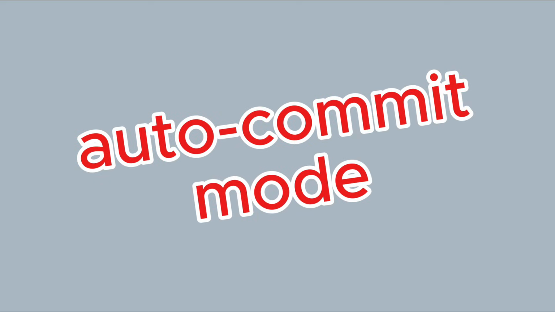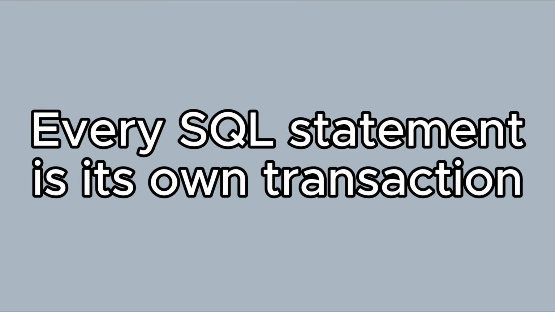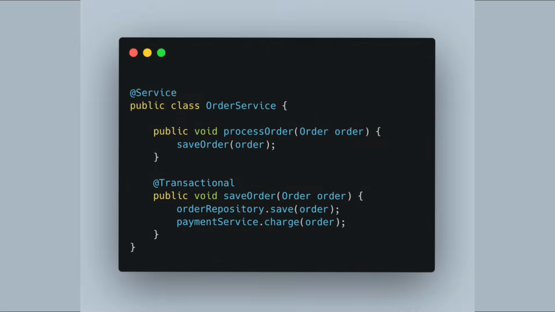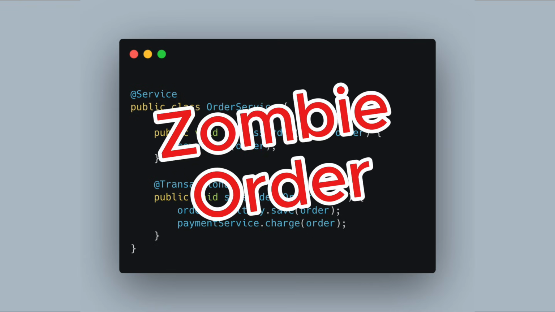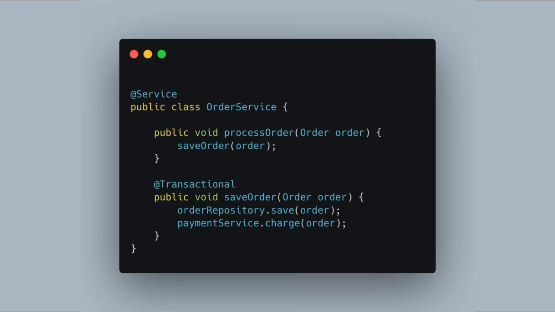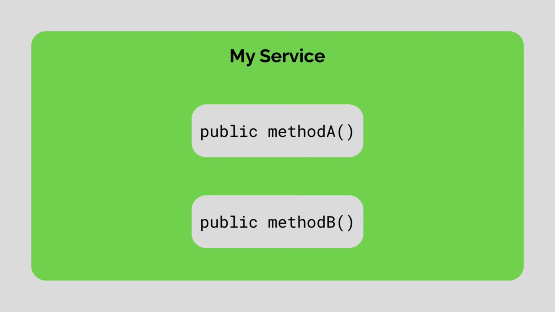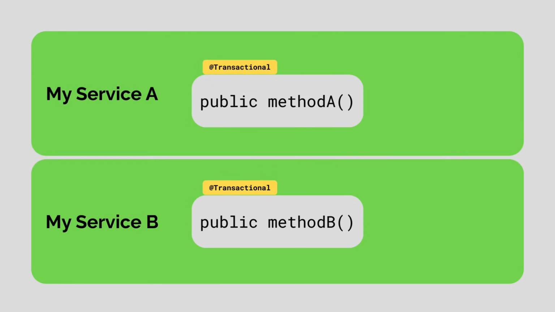We are running in auto-commit mode. Every SQL statement is its own transaction. If payment service charge fails, the order repository save is already committed. You created a zombie order. It exists in the database, but it was never paid for. The reality check: if you want the transaction to work, method A must be transactional, or you must move method B to a different bean. Stop trying to hide transactions in internal methods.